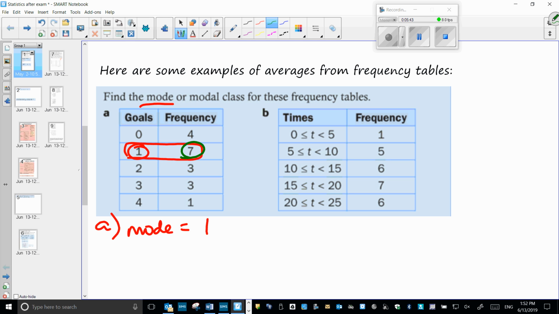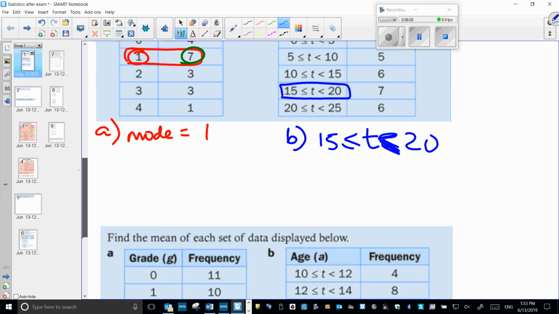Okay? What's my modal class for this one? 15 to 20. Yeah. Okay? So this would be 15, and just write it as it's written in the table. So 15 to 20 is our modal class for that one, because it has the highest frequency. Nice, easy.